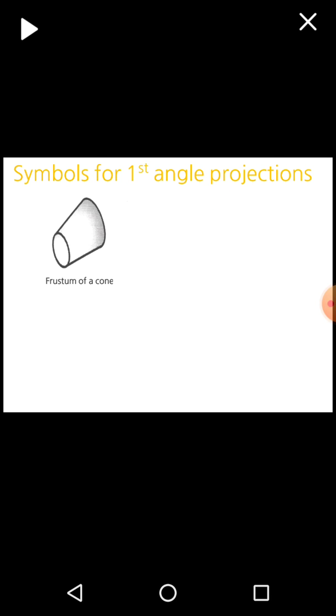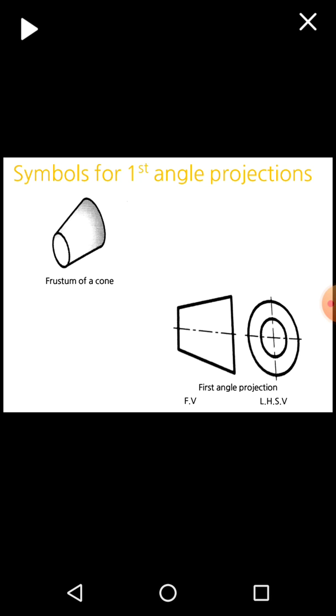Now consider one frustum of a cone. So we'll see the symbol for the first angle projection method. We have a frustum of a cone and we are looking from the right side. So this is the symbol. If we are looking from the right side and taking the front view, we'll get a trapezium as the projection, and the left hand side view will be two circles. One is a smaller diameter circle and another is a larger diameter circle. So this is the symbol for the first angle projection method.